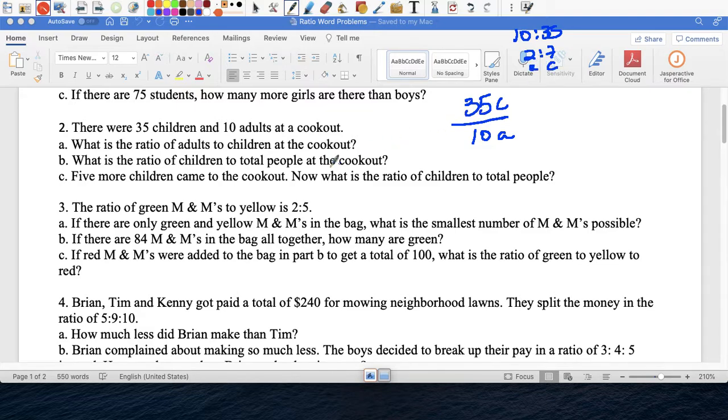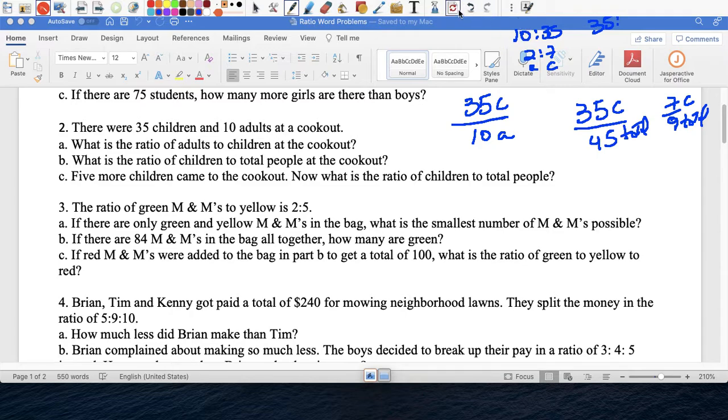What's the ratio of children to total people at the cookout? So there are 35 children, and there's a total of 45 people in this cookout. We can definitely simplify this. We'll make it 7 over 9. 7 children for every 9 total. Okay.